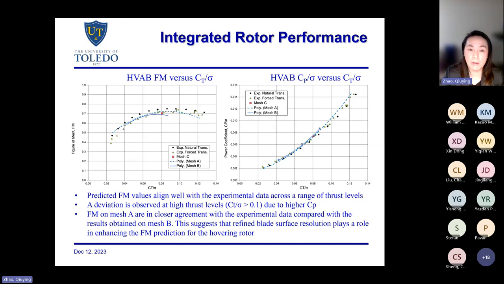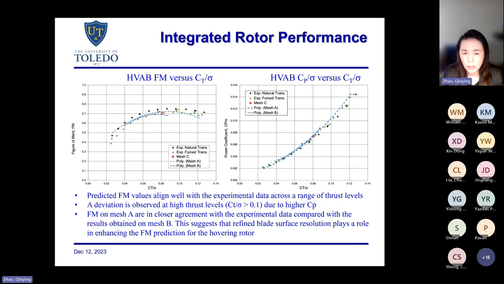Okay. So from the figure of merit comparison, we can see the predicted figure of merit values align well with experiment in general, across almost all collective angle ranges. However, we do see some deviations right at the high thrust region. This deviation is due to the over-predicted power coefficient. And we notice that the figure of merit predicted by the refined mesh A agrees best with experimental data.